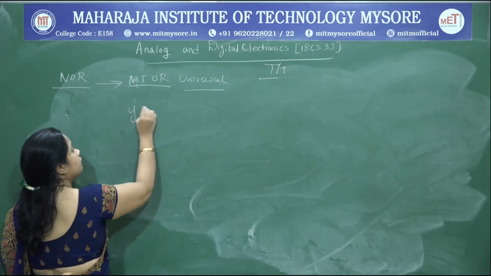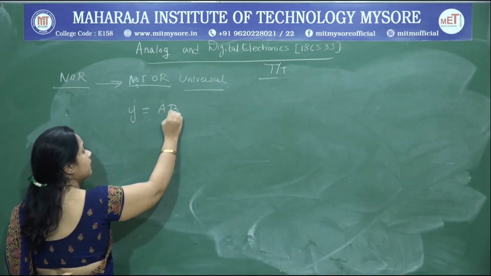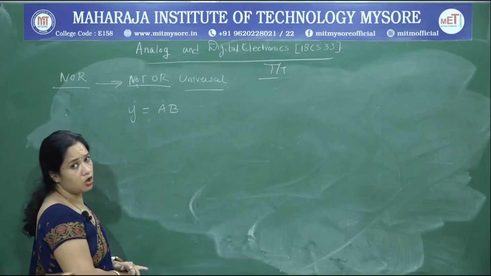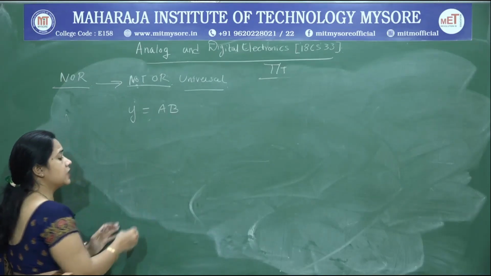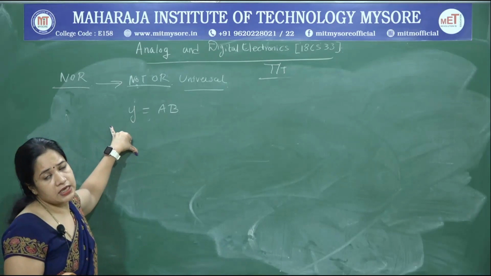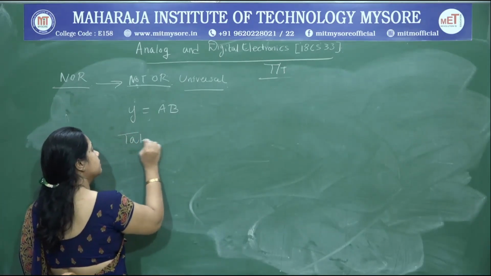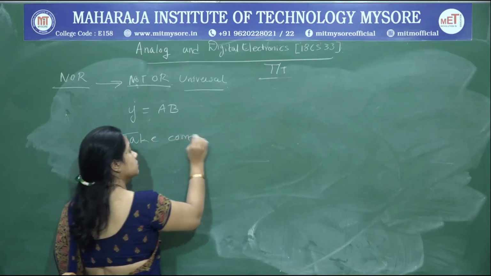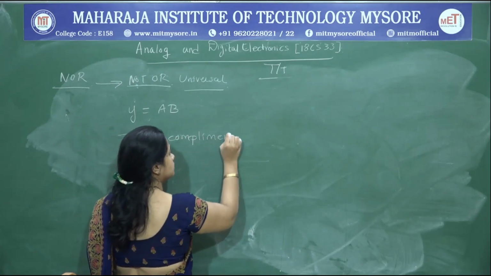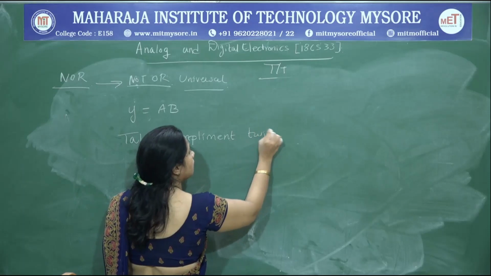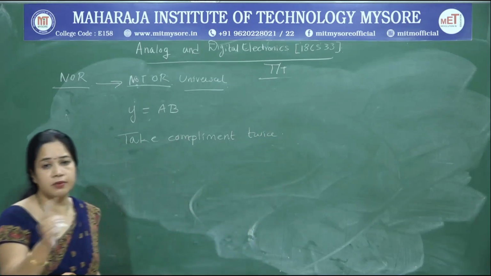So, here you have what is AND gate? Y is equal to AB, but I need to realize it using NOR gate. So, what I do is I complement this equation twice. Complementing any expression twice does not make any difference.